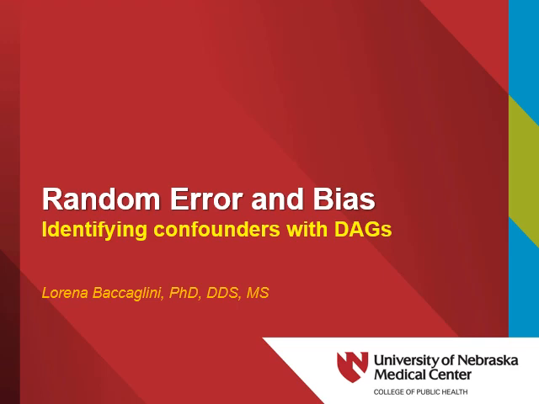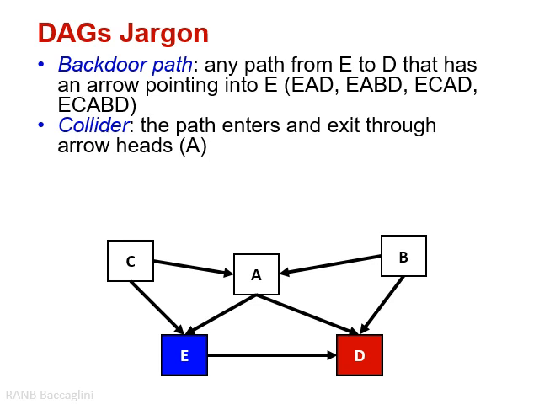In this section, we will see how we can identify potential confounders with the help of DAGs. Let's see some terms that are used with directed acyclic graphs.